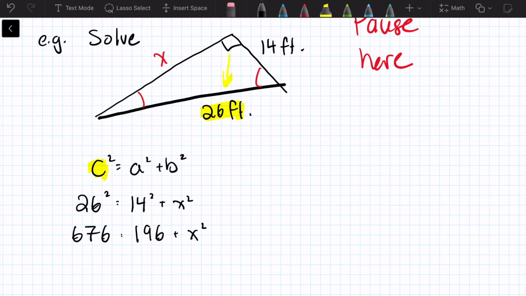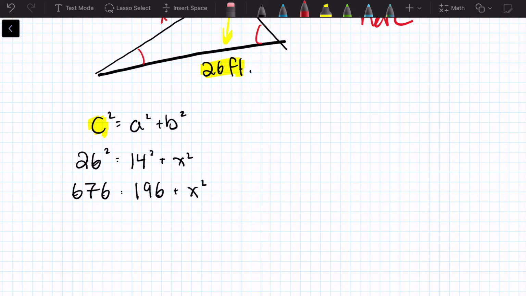So if we want to solve this for x squared, remember we need to move that 196 over to the other side of the equation. So we're going to take both sides. We're going to subtract 196 on both. And we're going to get rid of those on the right. And so on the left, all we're going to have at this point is 480.